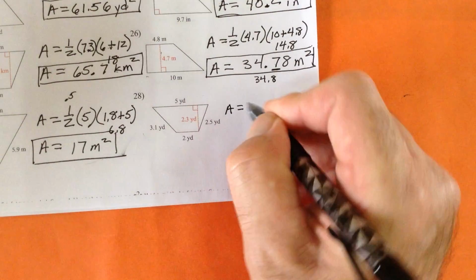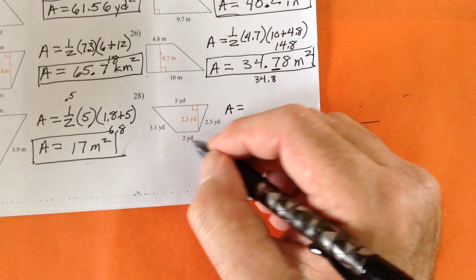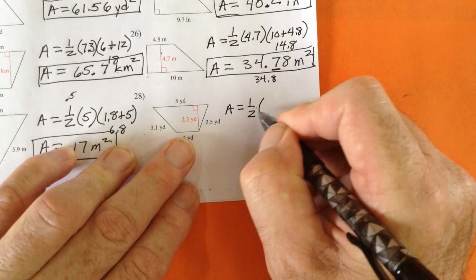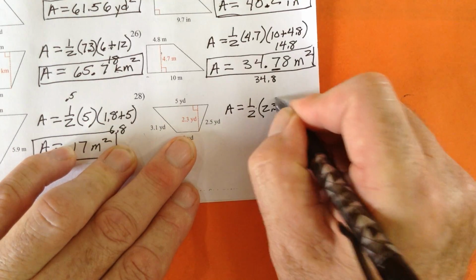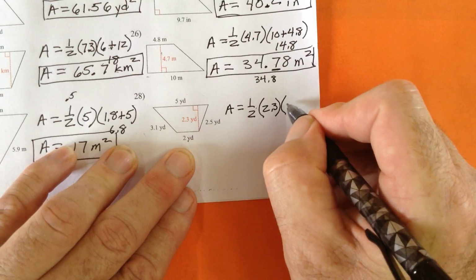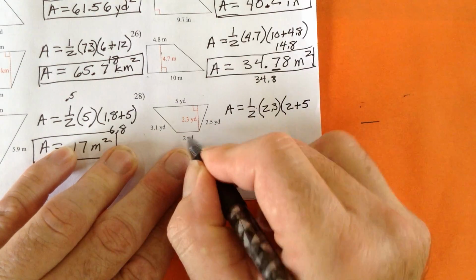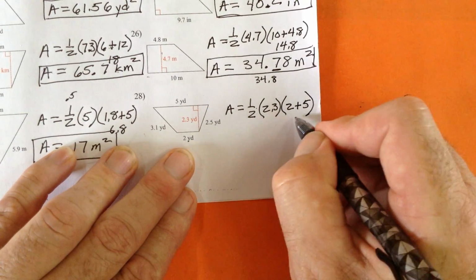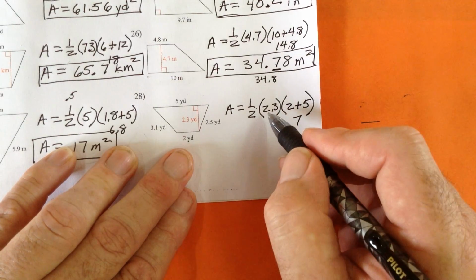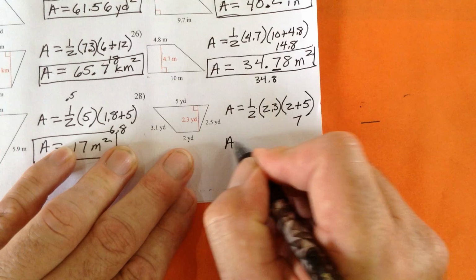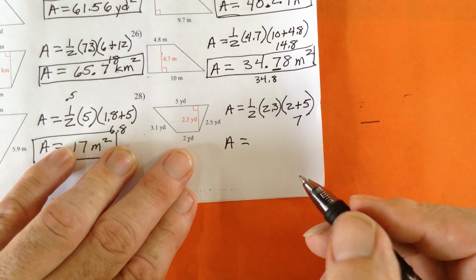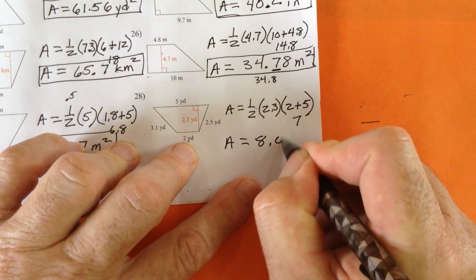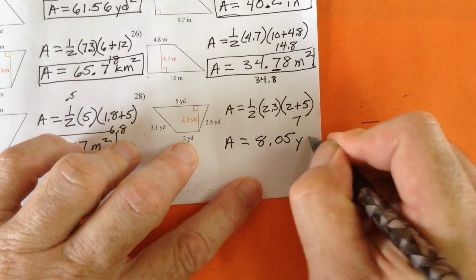To find the area, you have to use the height. This is the base, this is the base. So 1/2 times the height, that's 2.3, times the bases 2 plus 5, base 1 and base 2. So 2 plus 5 is 7. If I go 0.5 times 2.3 times 7, I ended up with, make sure I'm looking at the right problem, 8.05 yards squared.